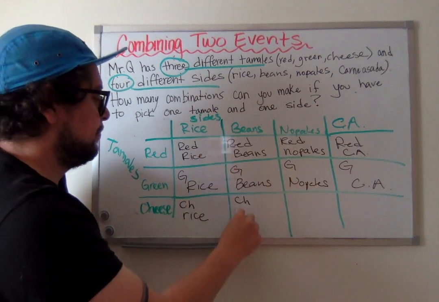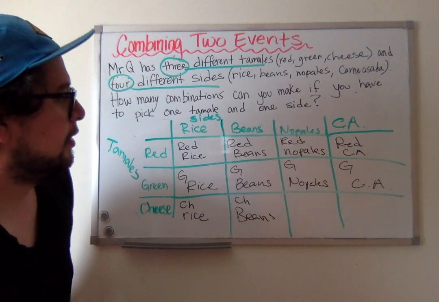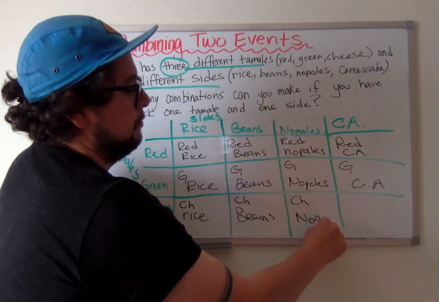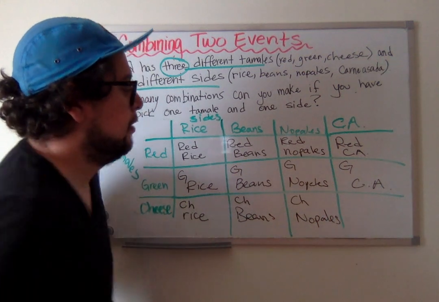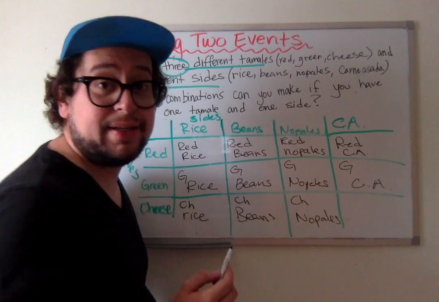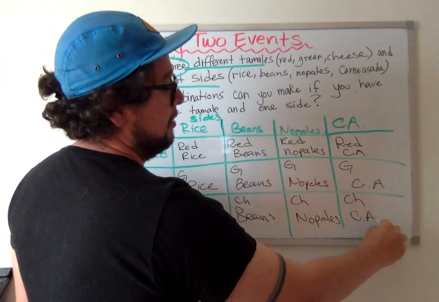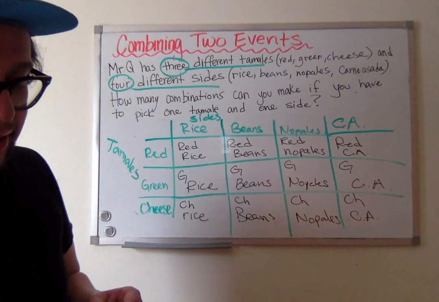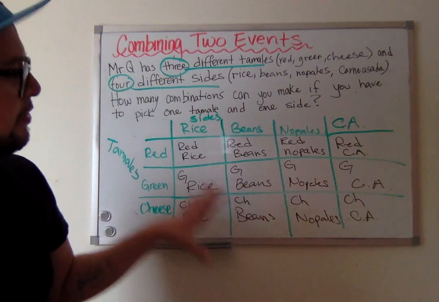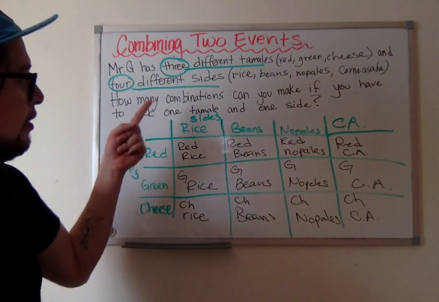Cheese with beans. And then I can do cheese with nopales. And finally, I can do cheese with my carne asada. All right. And we're finished. We have filled out our table. These are all my combinations where I choose one tamal and one side.